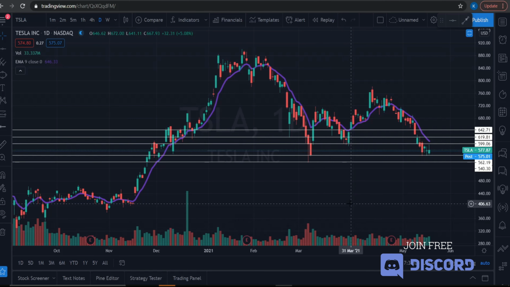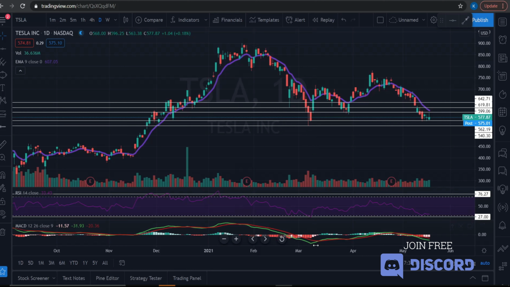We want to see that increasing. We want to see that to the buy side. We want to see these green. We want to see it on the right side of the EMA. We want to see possibly the RSI and the MACD trending in the right direction.